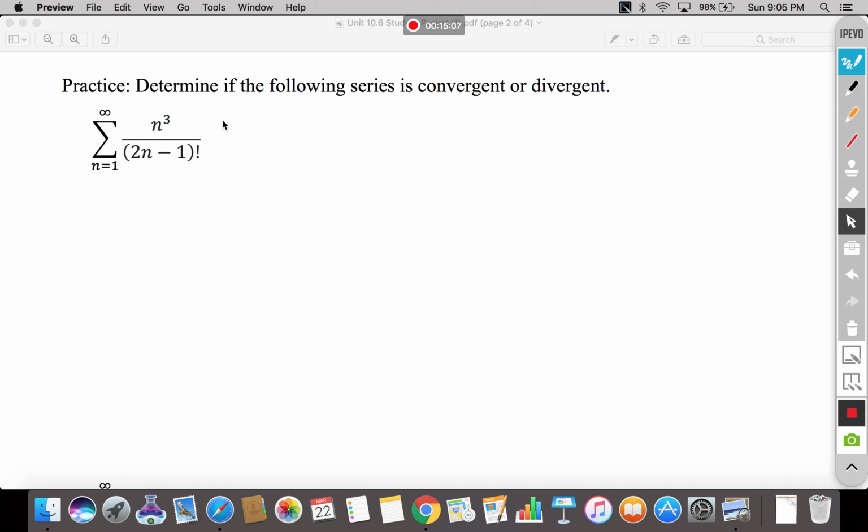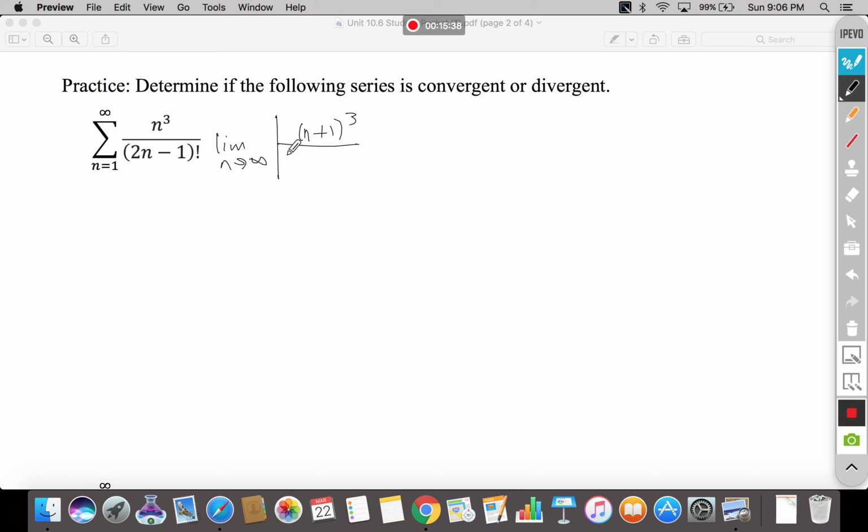When we see those factorials, that's usually a big clue that the ratio test is going to be really useful for us. So I'm going to take the limit as n approaches infinity of the absolute value of... Let's try that again. All right, let's do this. The limit as n approaches infinity of the absolute value of, we want to then do n plus 1 cubed over, this is going to look a little funky. We have 2 times n minus 1.